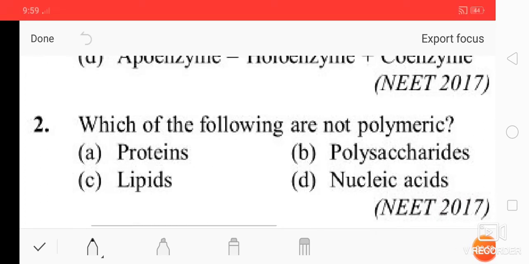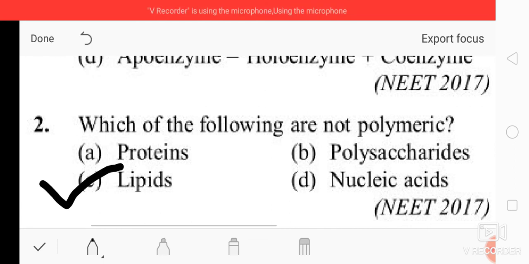Now moving to question number 2. Which of the following are not polymeric? Option A, protein. Option B, polysaccharide. Option C, lipid. Option D, nucleic acid. And the correct option for this question is option C, lipid.